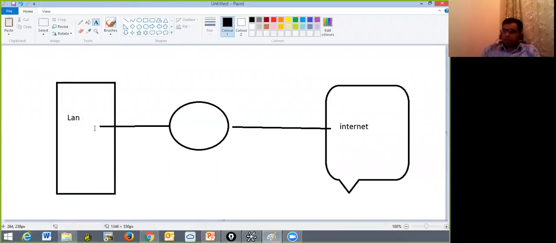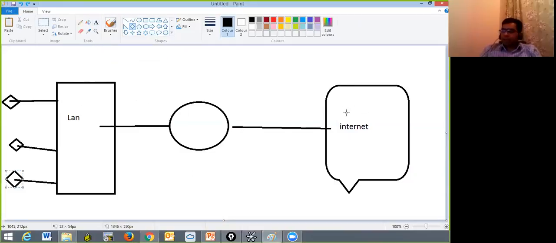And we have a lot of PCs here. Let's say I can say my PC is here, and these are the PCs. Sorry guys, my drawing is not very good. Okay, so now we can see this is a clearly open network.